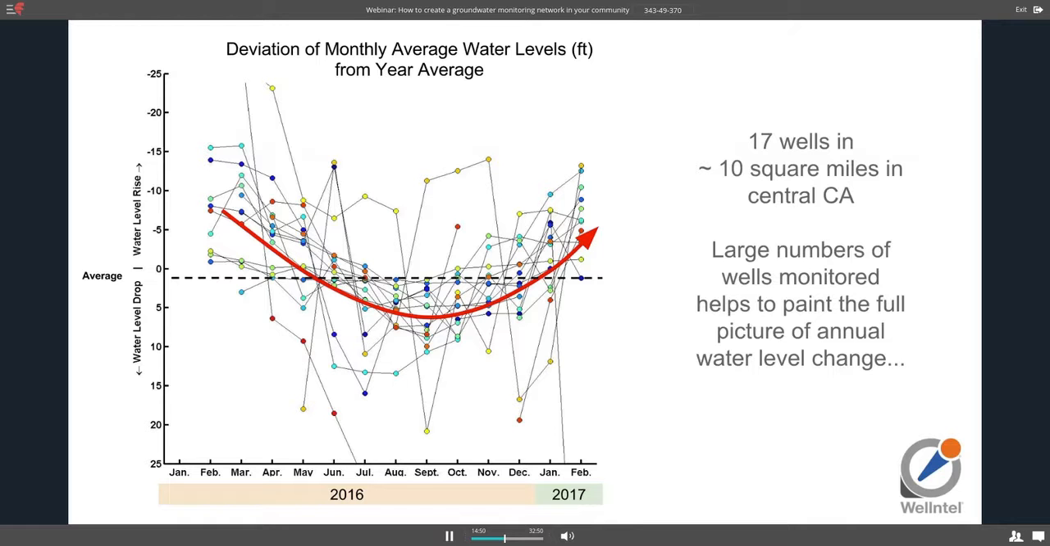You can clearly see in each one of these dots, which represents monthly average water levels for an individual well, that there's quite a lot of noise and quite a lot of variation. And that, of course, is due to how the water is used and everything else. But when all of those data are put together and can be looked at together, you start to see the full picture of how that water level is changing in that region.